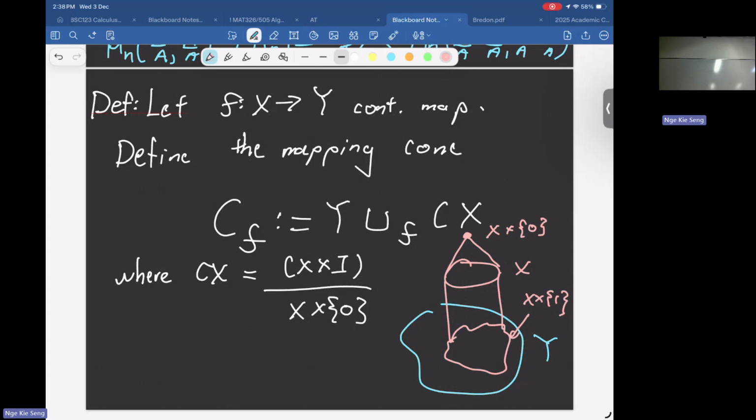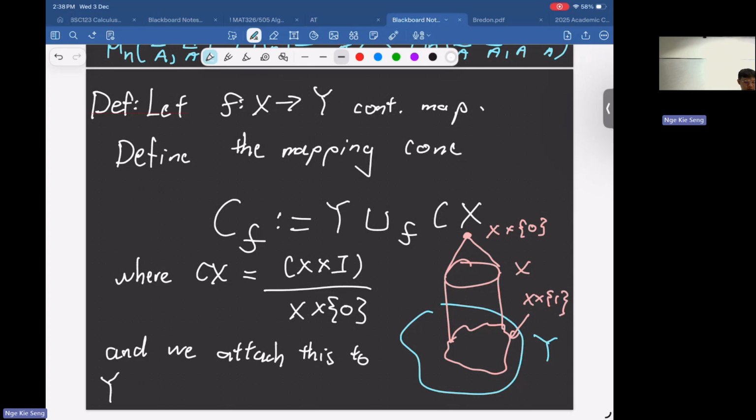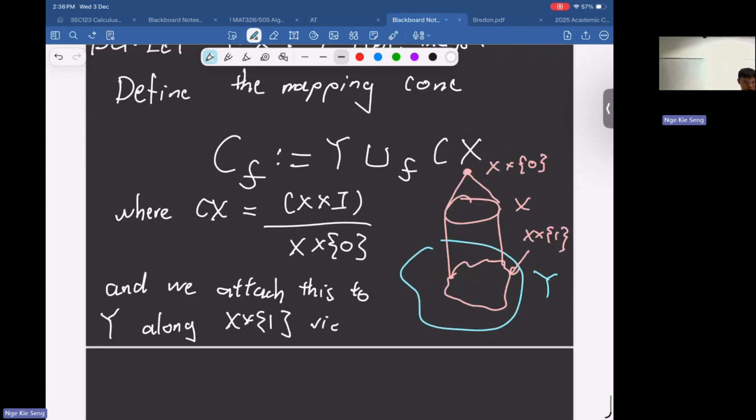I should write it down. 我有画在上面啊，但是我应该写出来。So yeah, attachment. So what we do is we attach this to Y. This is Cf, along X cross 1. So how to attach? Via (x,1) into f(x). That's it. So far, okay. So far, so good.